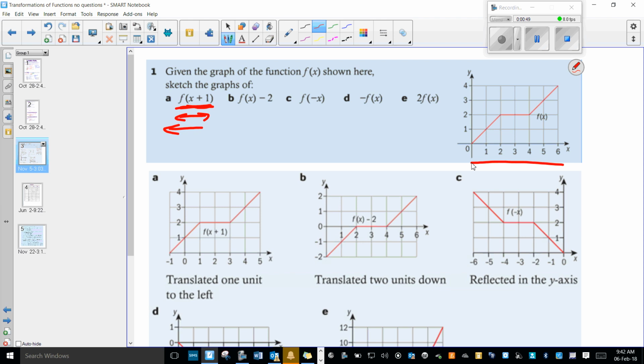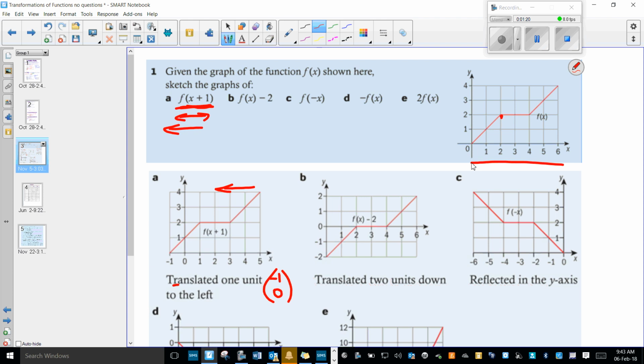So, as you can see, this graph here goes through the point (2, 2), but their answer goes through the point (1, 2). So the whole graph has just shifted 1 unit to the left. As they've said here, translated 1 unit to the left. If we were writing that as a translation vector, what could we write? (-1, 0). Nice. Thank you, Sarah Gladwin.